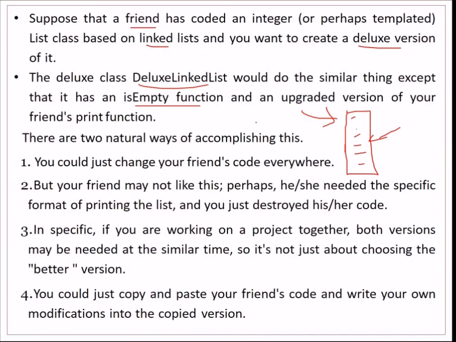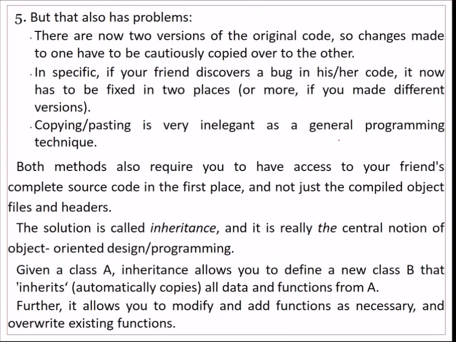Now there is another solution to this. You can have your friend's copy, and you copy your friend's copy. This is your friend's and this is yours. He has certain things, you have certain things. You have added two functions also, isEmpty and this upgraded version of print. Now again, there are certain problems in this. First of all, which version is to be used? You will have two versions. Which one to use? The first problem is this.